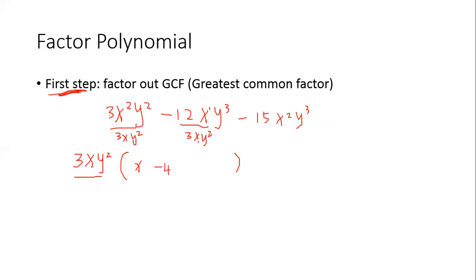X divided by x is gone, no x. It becomes 1. Y cubed divided by y squared is y to the power 1, subtract the exponent. And then the last one, divided by 3xy squared. So negative 15 divided by 3 is negative 5. And then x squared divided by x is x to the power 1. Y cubed divided by y squared, so it's a y.